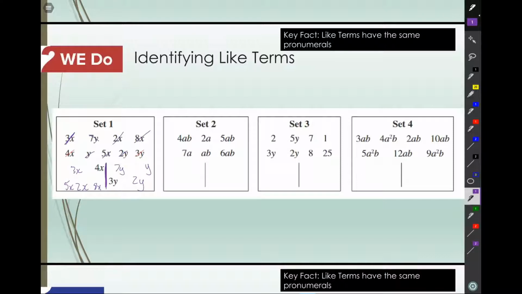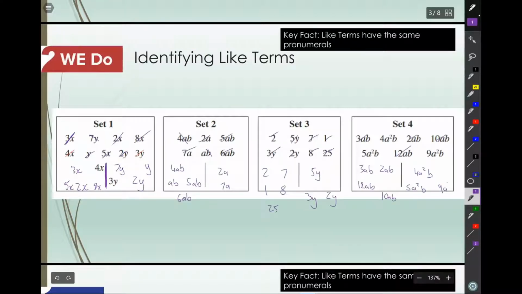And now I want you guys to just quickly fill in the next 3 sets. The 2 and 3 should be quite easy, but you might have to think a little bit about 4. Right, so there you go. Your solutions should have looked something like that.